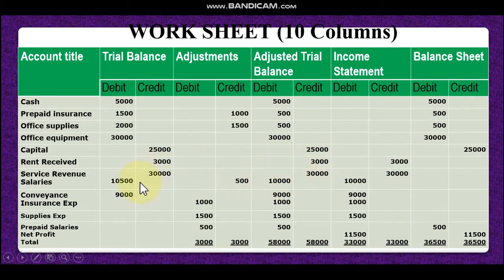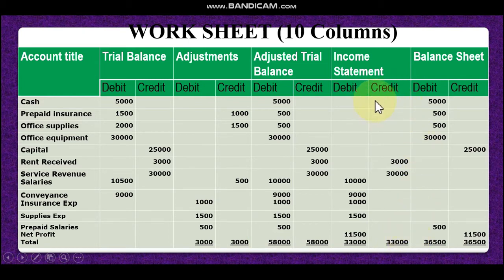30,000 credit. Now again, salary is 10,500 debit and here 500 credit. That means we have to subtract debit and credit. So 10,500 minus 500 is 10,000, the balance. Then conveyance 9,000 directly, insurance expenses 1,000, supplies expenses 1,500, prepaid salary 500. So dear student, I think all of you understand the posting and the adjusted trial balance. Now the debit side of the adjusted trial balance is 58,000 and the credit side is also 58,000.